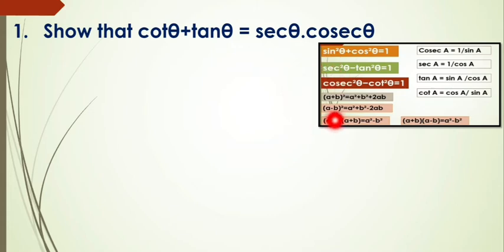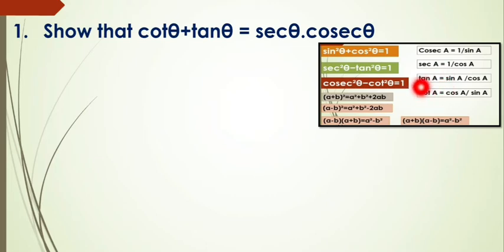Now I come to the algebraic identities. Can we use this? No, because these are also not in this format. A plus b whole square is not there, a minus b whole square is not there, and the third algebraic identity also is not there. So we can't use these formulas. First we have to check with this, and after that this, and if they are not matched, then come to this. Here cot theta is there, tan theta is there.